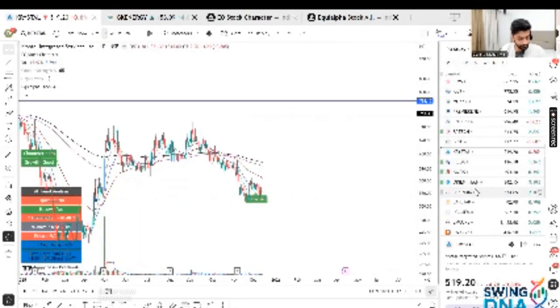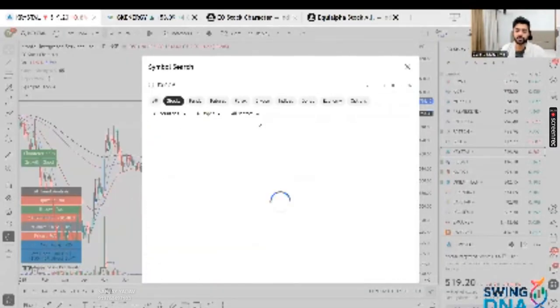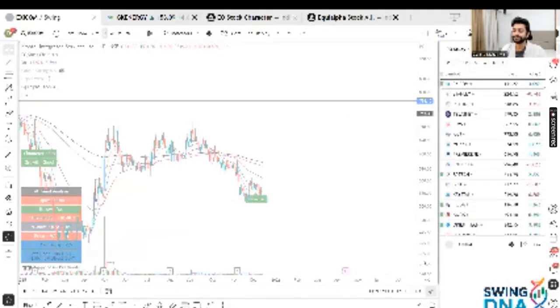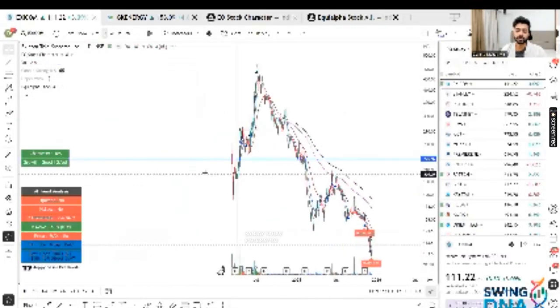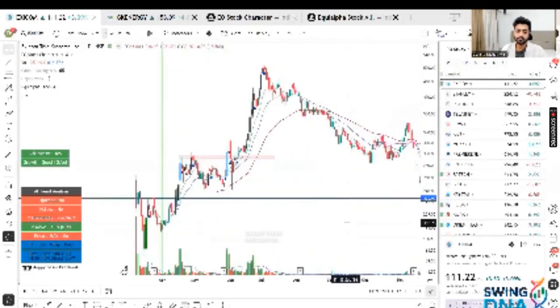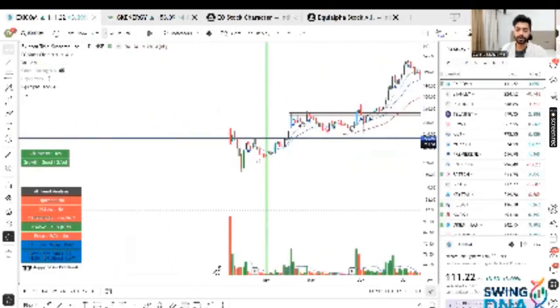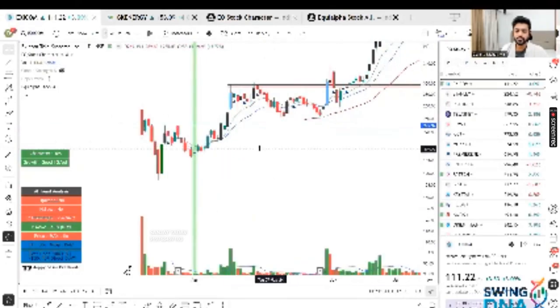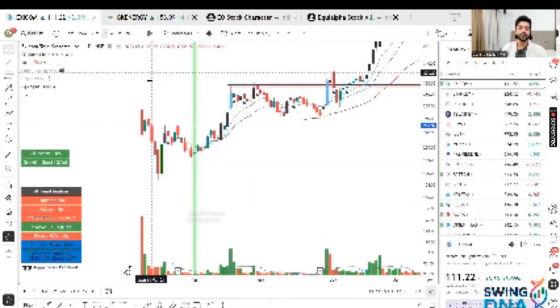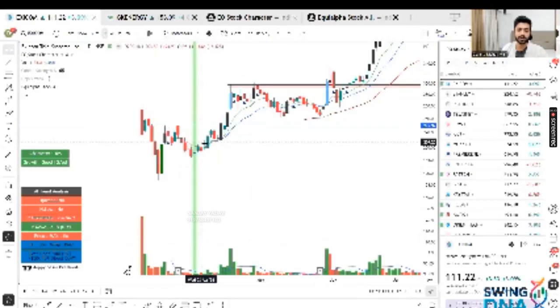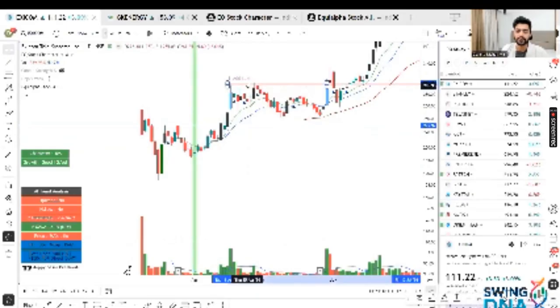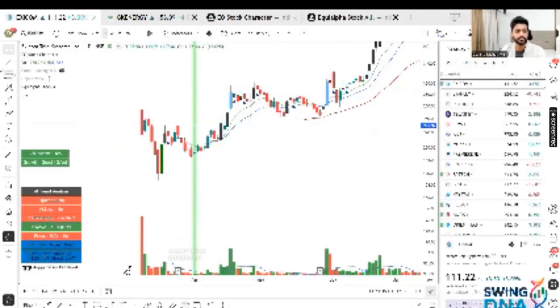IREDA we discussed. Exicom is one good IPO. I think this was also 2024. This is March 2024. Okay. So this is where it starts going sideways after listing. Neither going up, nor did it go too far down, went a bit down here. It gave a breakout here. Eventually follow through did not come. Somewhere here would have been your follow through. And it did not come here.